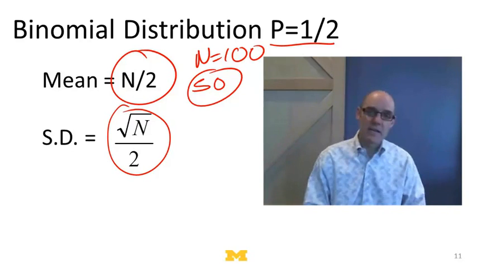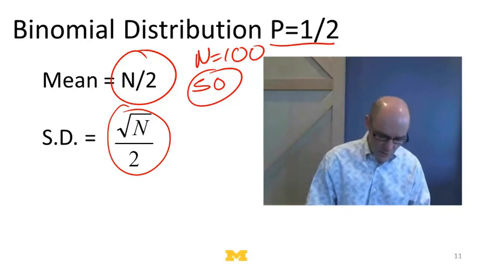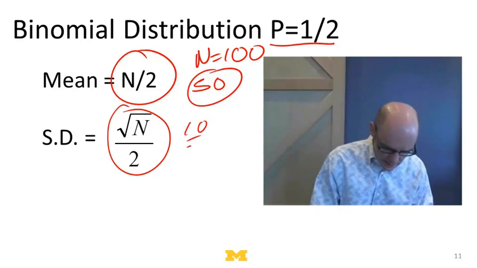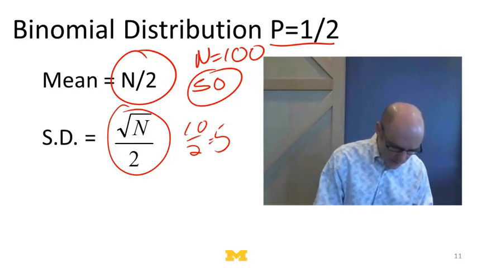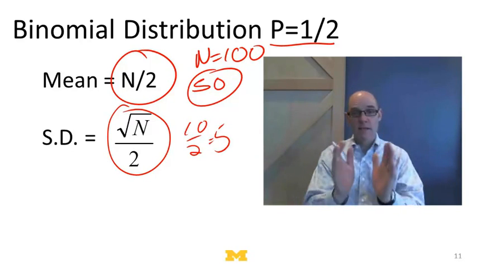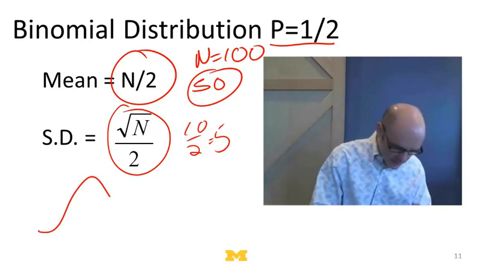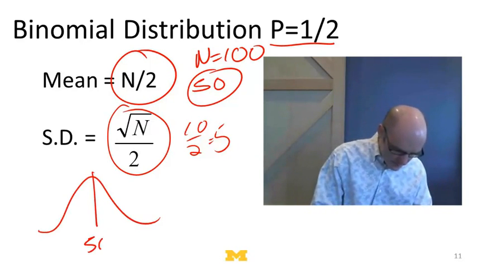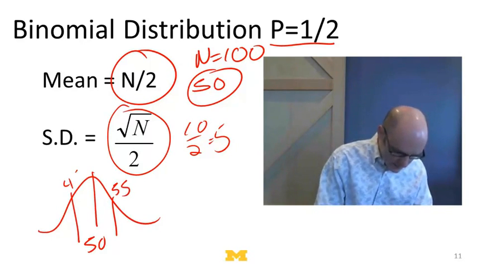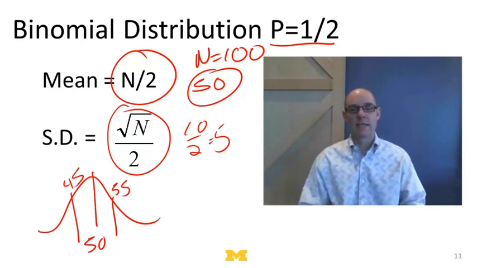But standard deviation is the square root of n over 2. So what's the square root of 100? That's 10. So this is 10 over 2. So that's just 5. So what that tells me is, if I think of my normal distribution, right, if I draw this thing out, I've got a mean of 50, and then I've got a standard deviation of 5. So that means between 55 and 45, 68% of all outcomes.